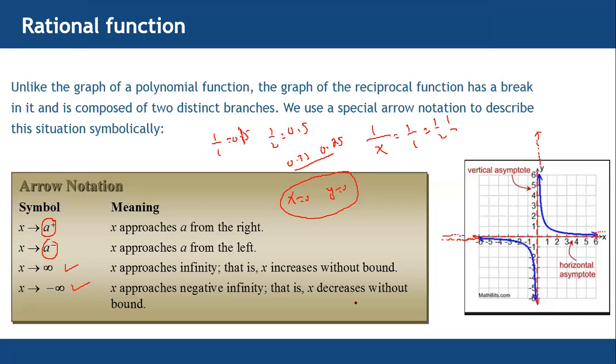So we use these symbols: x approaching from the right side or from the left side. Here x tends to plus infinity. On this side, x is approaching minus infinity, but it will never equal 0. It will never touch the x axis or y axis.